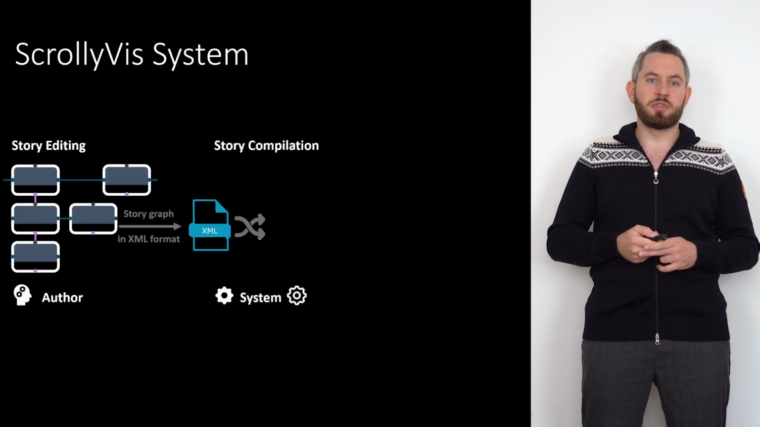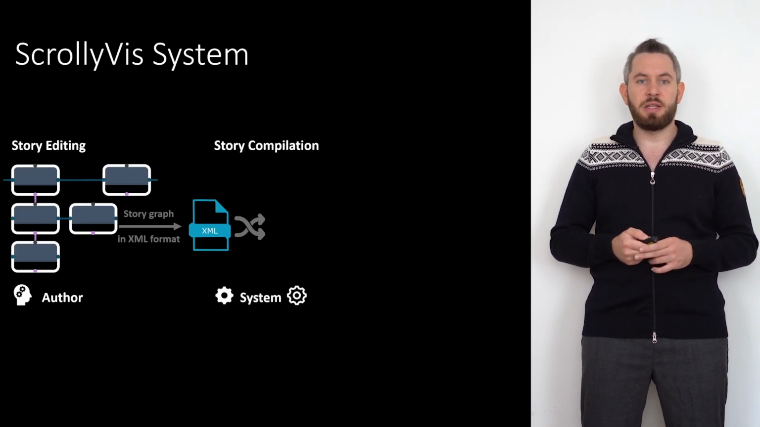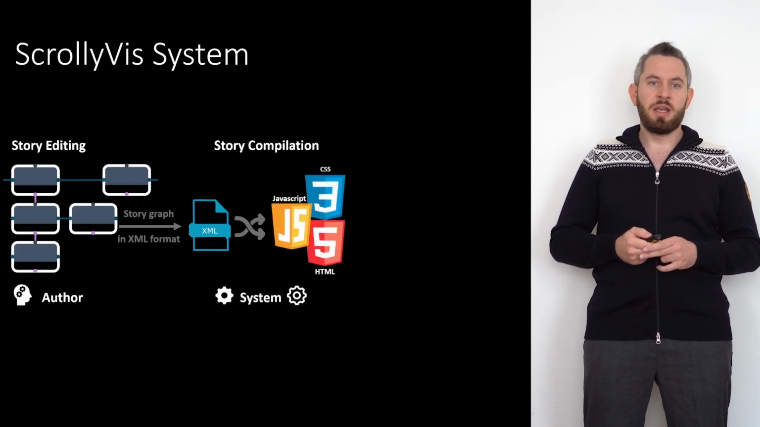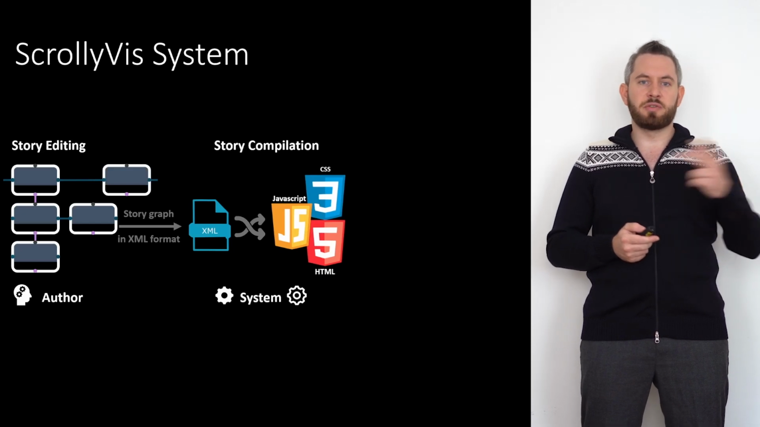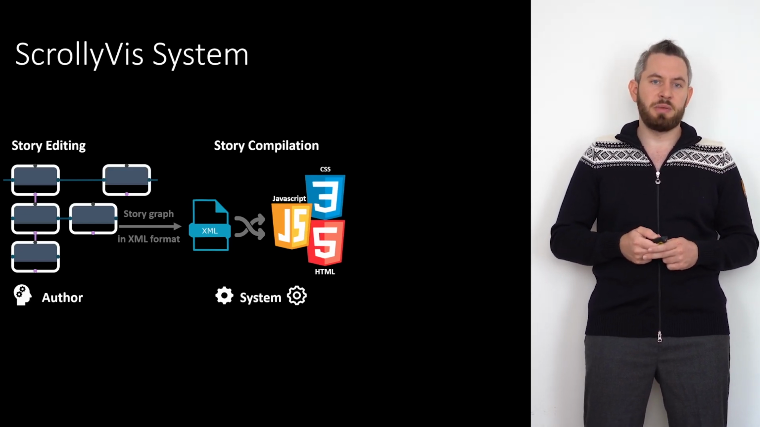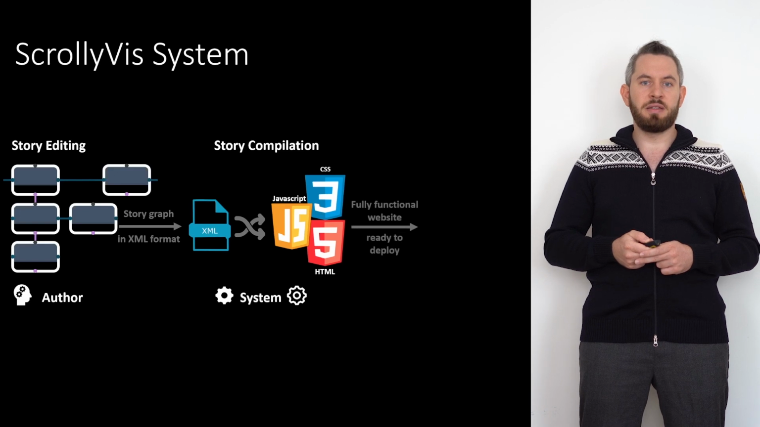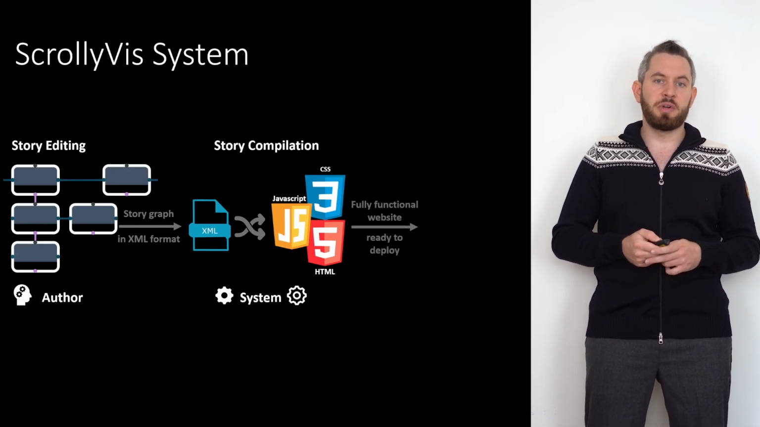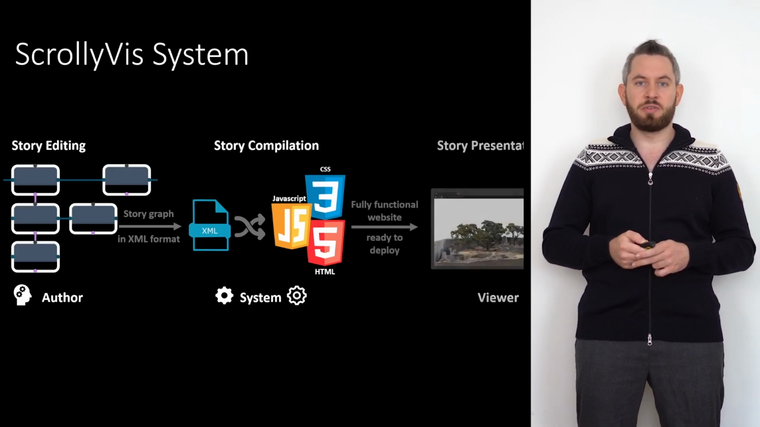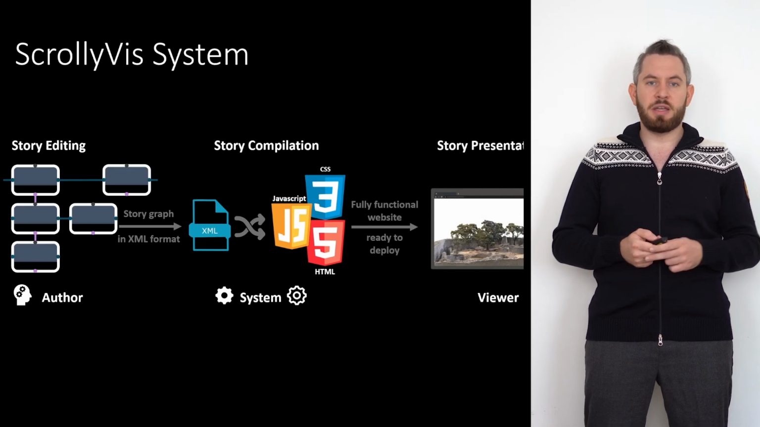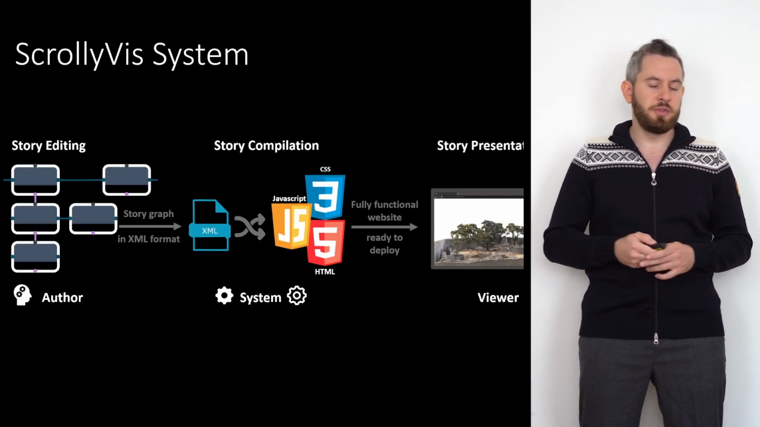In the middle we have the story compilation, which happens completely in our system in ScrollyVis, and the XML and the media formats are transformed to the CSS, HTML, and JavaScript. And in the end, we export a fully functional website which is ready to deploy, and you can view it in any standard web browser, and that goes to the viewer.